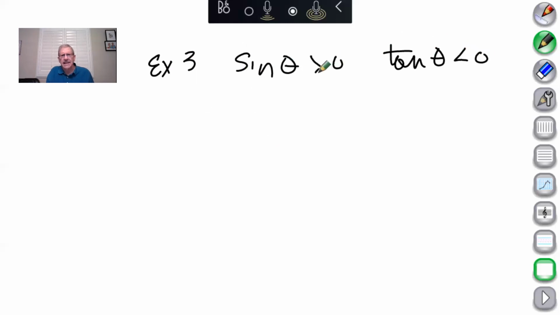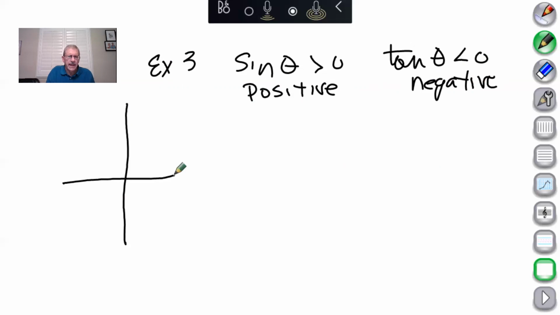Well, sine theta is a number that's bigger than 0. Numbers that are bigger than 0 are positive. It's telling me that the sine is going to be a positive number. And the tangent is less than 0, telling me that it's negative. So in which quadrant would the tangent be negative and the sine be positive? Let's take a look. 1, all. 2. Well, we know the sine is positive here. But what about the tangent? Well, the tangent is negative. Only the sine is positive.